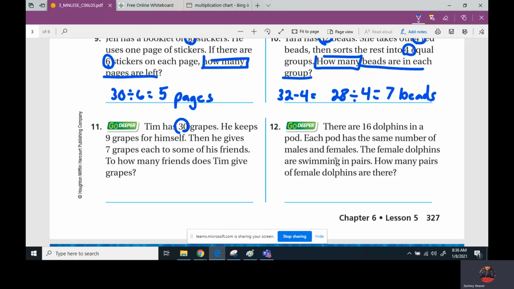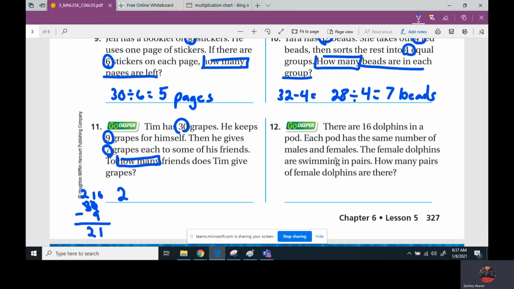Tim has 30 grapes. He keeps 9 grapes for himself, and then he gives 7 grapes to each of his friends. To how many friends does Tim give grapes? So he has 30, and he keeps 9. So how many's left? So we do 30 minus 9. 0 minus 9 you can't do. Go next door. The 3 becomes a 2. I'm sorry. And the 0 becomes a 10. 10 minus 9 is 1. 2 minus nothing is 2. So he has 21 grapes now.